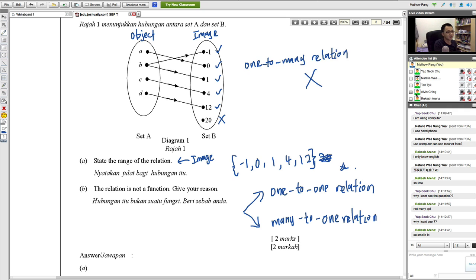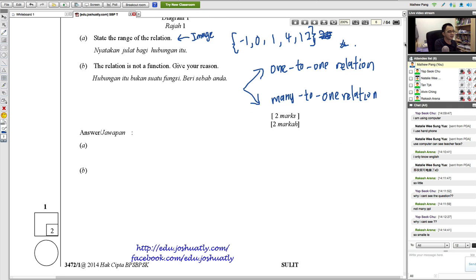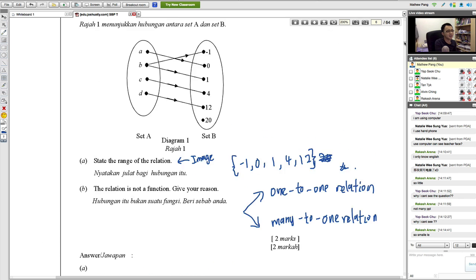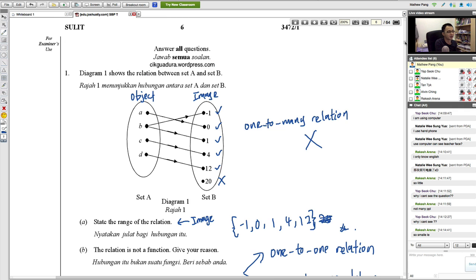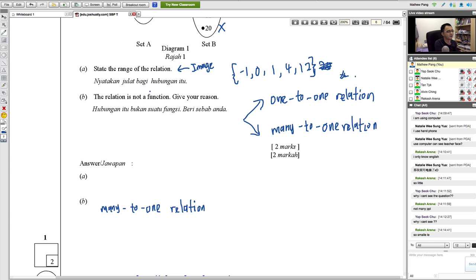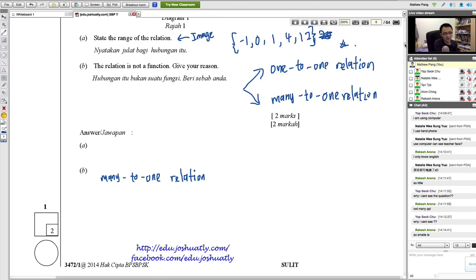Alright. So in this case, it asks you to give your reason, and you just write because it is a many-to-one relation. Or you can say because the object B connects to two images. Yeah, you can say that also. But if you understand the relation, then writing the relation is more accurate. This is 1 mark for A and 1 mark for B, so it should be very easy. So I move on to question number 2.